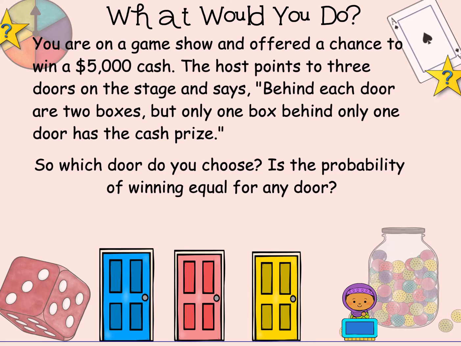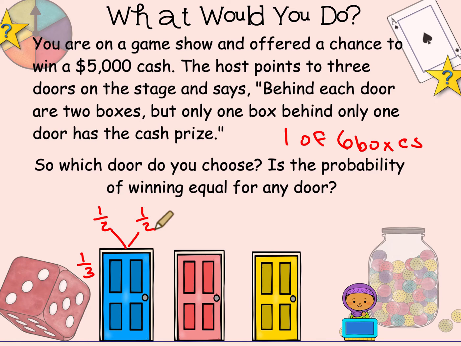So let's think about this. There's how many boxes altogether? If there's 2 boxes behind every door, there has to be 6 boxes, and only 1 out of the 6 is the winning box. So if you chose this door here, that means your probability of choosing that door was 1 out of 3. And then there was 2 boxes.